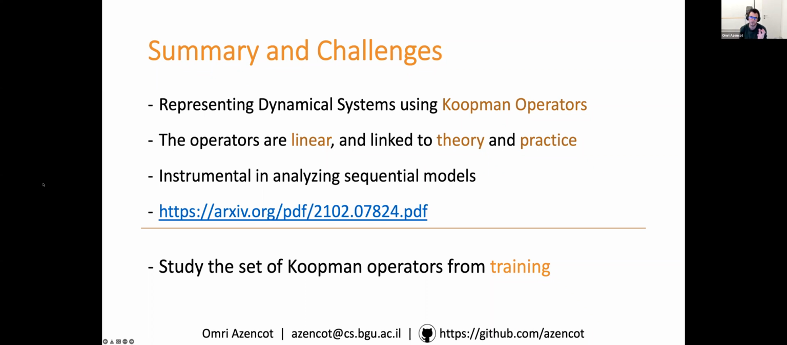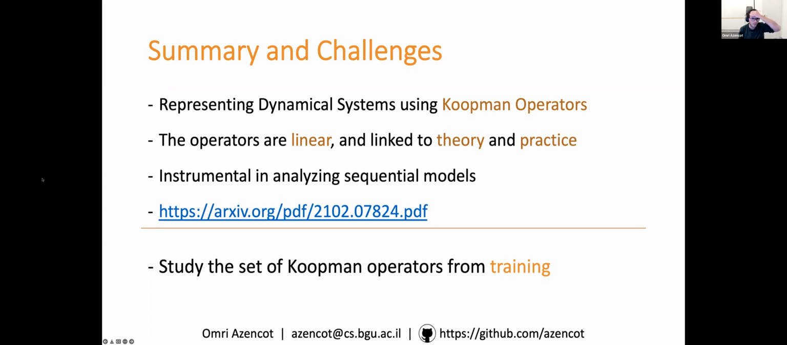I know that there is a group at UC Santa Barbara that tried to study the evolution of the weights using Koopman operators, but they are interested more in pruning neural networks. I don't know if they try to analyze the dynamics, so I can't speak about that, but we did not consider this point.